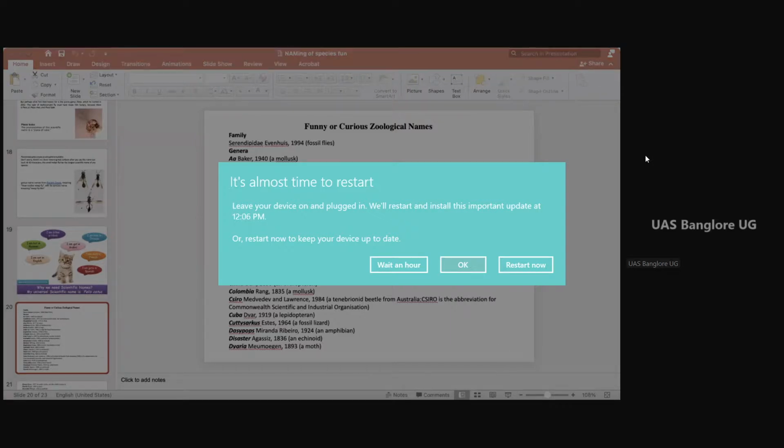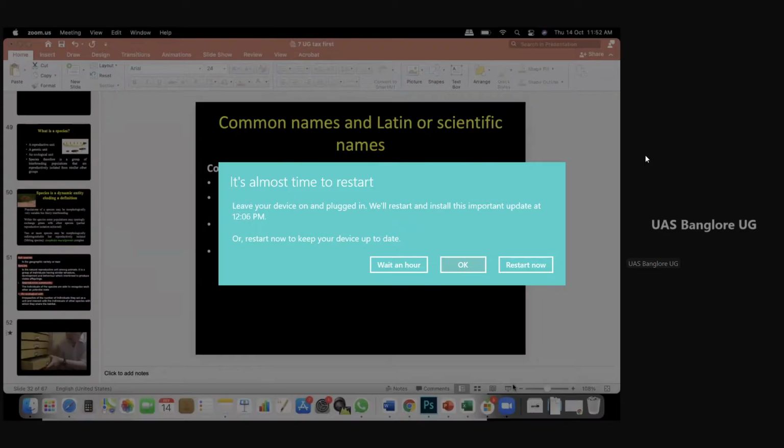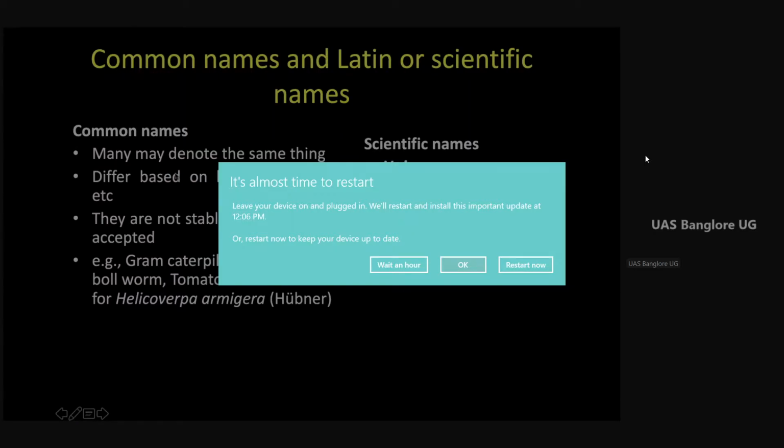Now we are back to the difference between a common name and a scientific name. Common names are regional. They may be only for a particular state or region, or used by people of a different language. They are not stable and not universally accepted, so that becomes a problem. On the other hand, a scientific name is unique, distinct, stable, and accepted by the entire world.